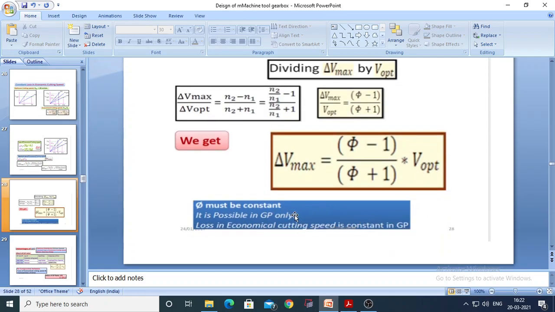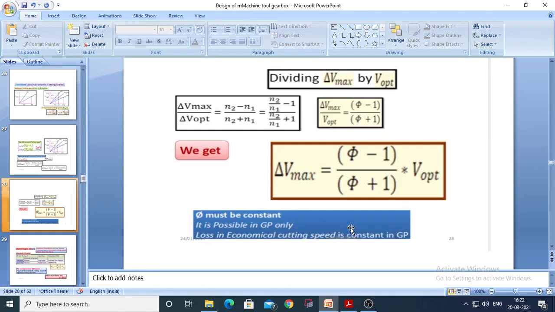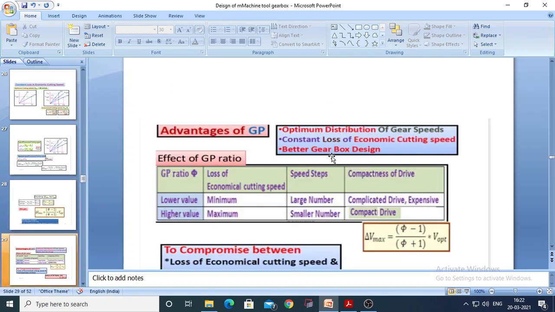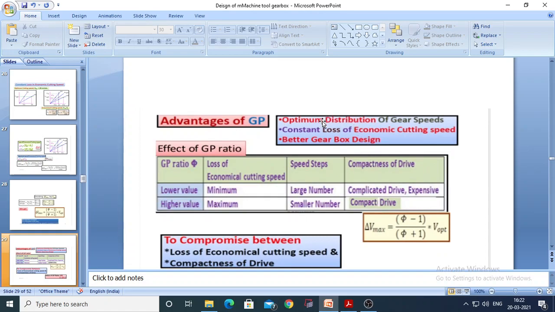Note that phi must be constant. Phi is constant only in the geometric progression law. That is why this loss in economical cutting speed is constant in the geometric progression law. This is the advantage of the GP: optimum distribution of gear speed, constant loss of economic cutting speed, and better gearbox design.